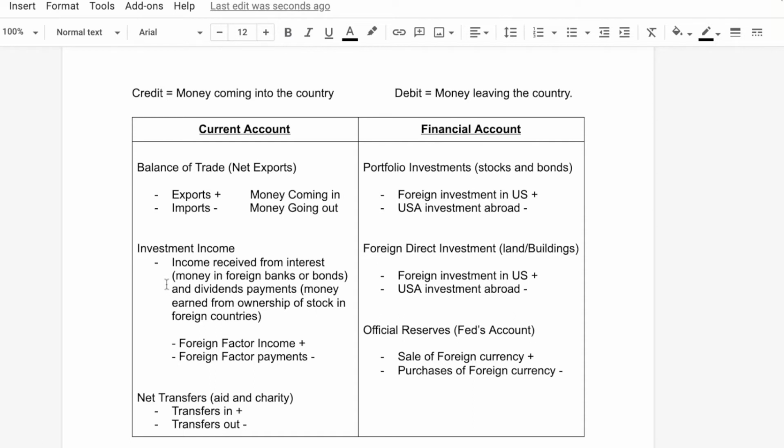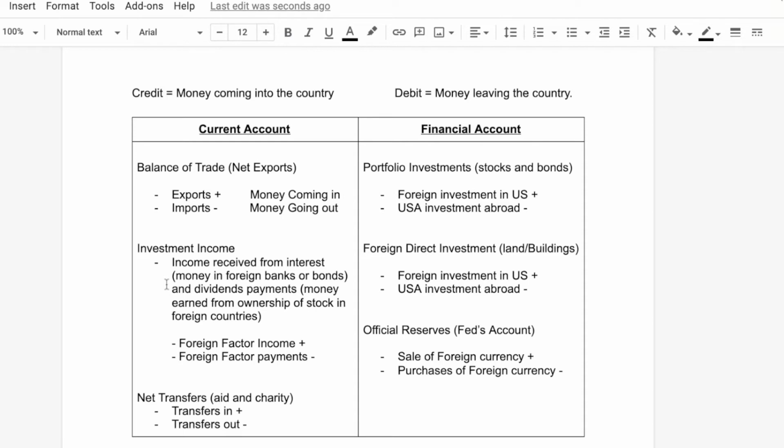Another example could be if I go to work in Mexico and I send money back across the border to my mom. That would be a transfer in as well, and then vice versa.